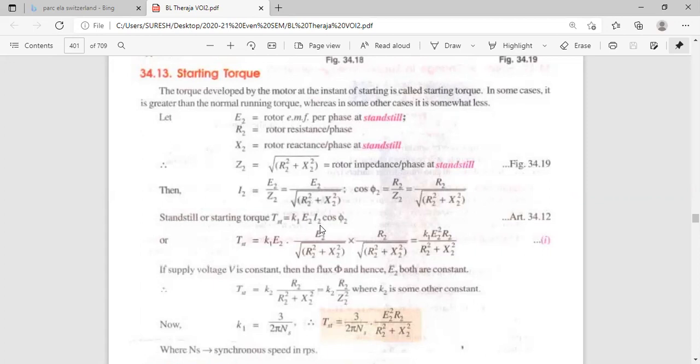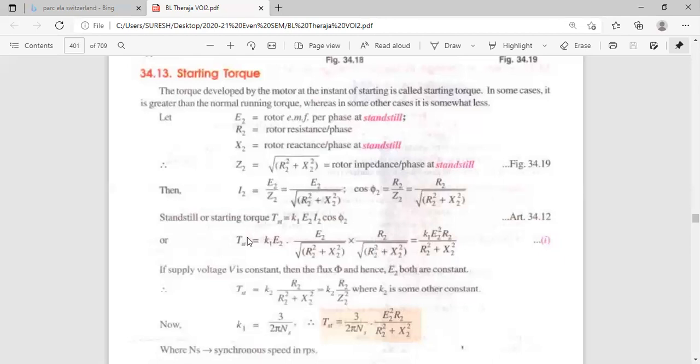Voltage is E2, current is I2, and the angle in between E2 and I2 is phi 2. Now, E2 I am keeping as it is. I2 is E2 by Z2, and cos phi 2 is R2 by Z2.